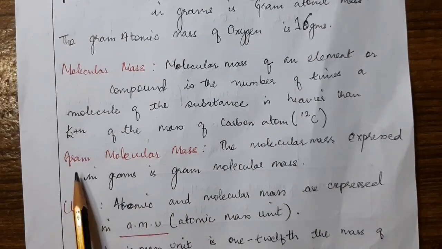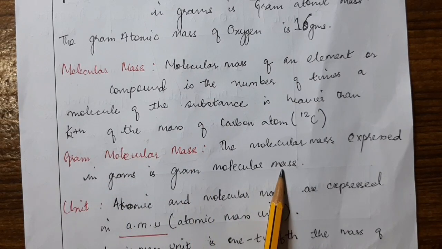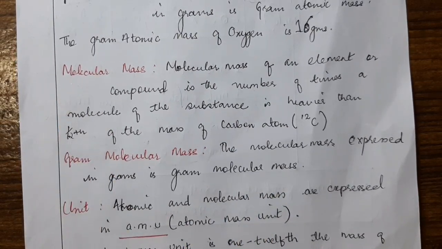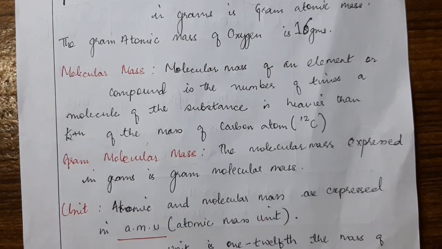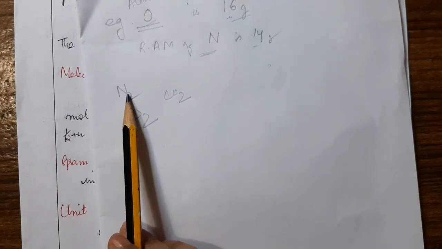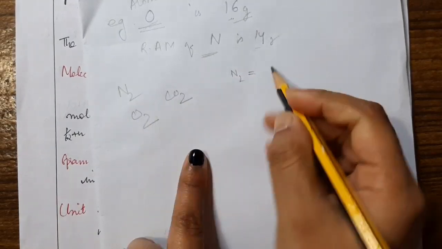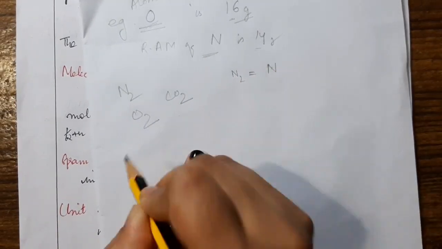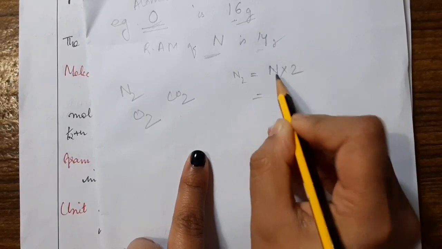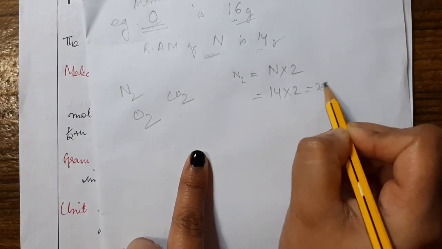Okay, and gram molecular mass, expressed in grams. You know very well what molecular mass is. How do you find it out? We find the molecular mass by adding up the atomic masses. Like for example, N2 is there. Nitrogen, how many atoms are there? 2. What is the atomic mass of nitrogen? 14 into 2, 28 grams.